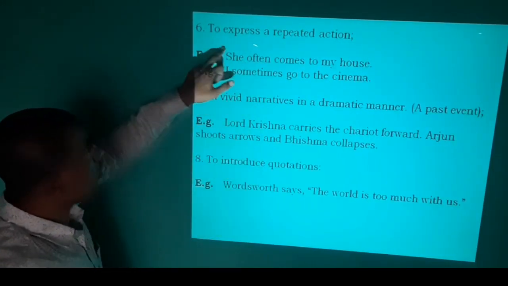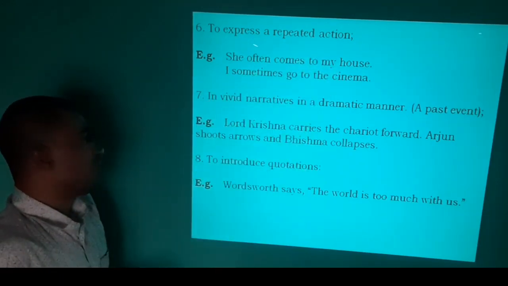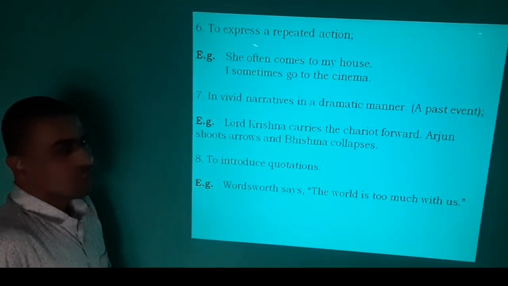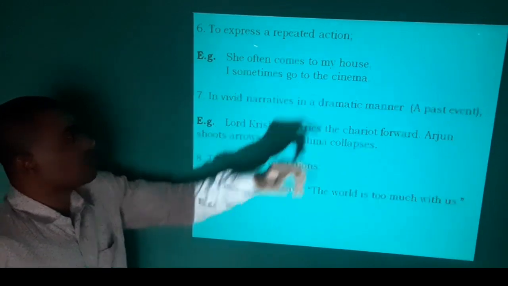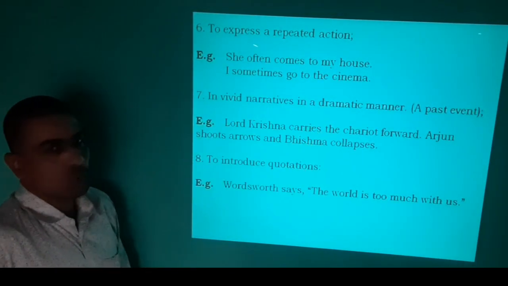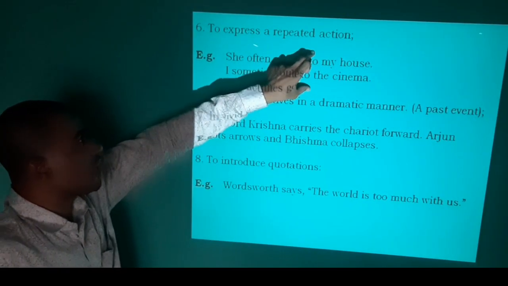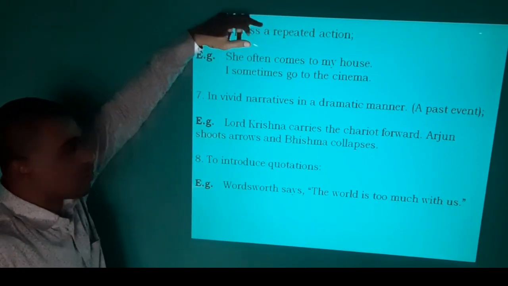Next, to express a repeated action. When some repeated actions are there, we talk in terms of that. She often comes to my house. I sometimes go to the cinema. So all these things when you look at them, the repeated actions are said in the simple present tense.